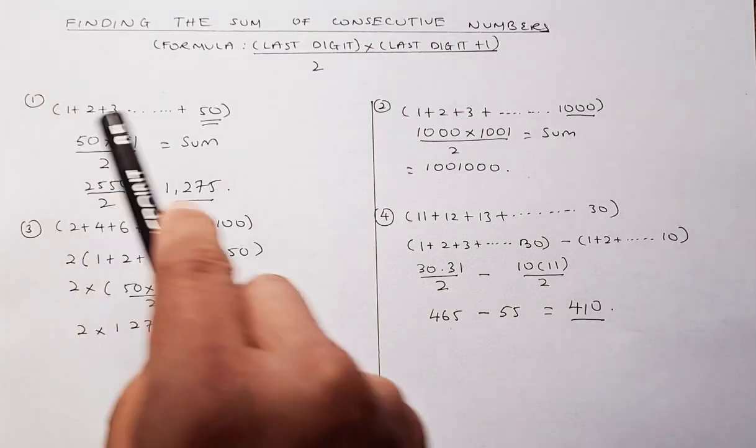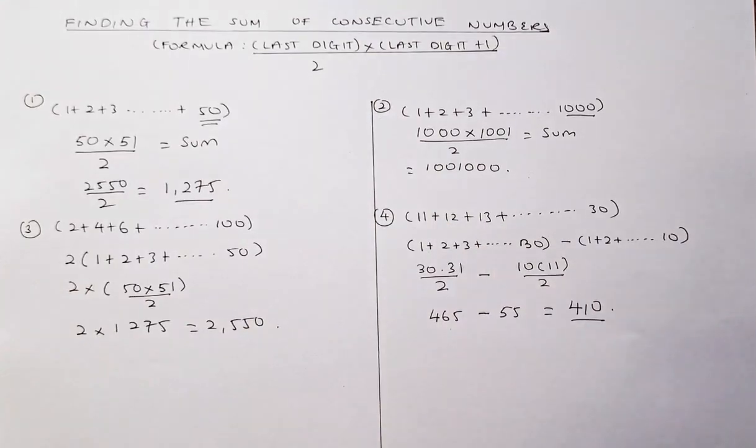If it starts from 1, it's no problem. You just use the formula. But if it is slightly different, in a modification type, you have to adjust it to find the sum of the consecutive numbers.